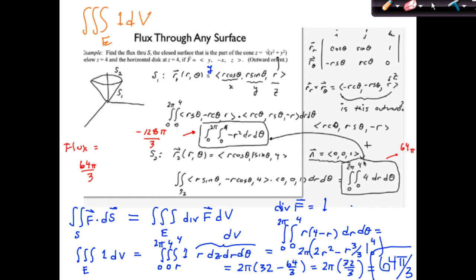So what is the volume of a cone? 1/3 pi r squared h, I believe. So 1/3 pi times r squared is 16 times 4. And lo and behold, yes. So it only worked out that way because the divergence was 1. Because the divergence was 1, we can interpret that also as the volume of the cone.